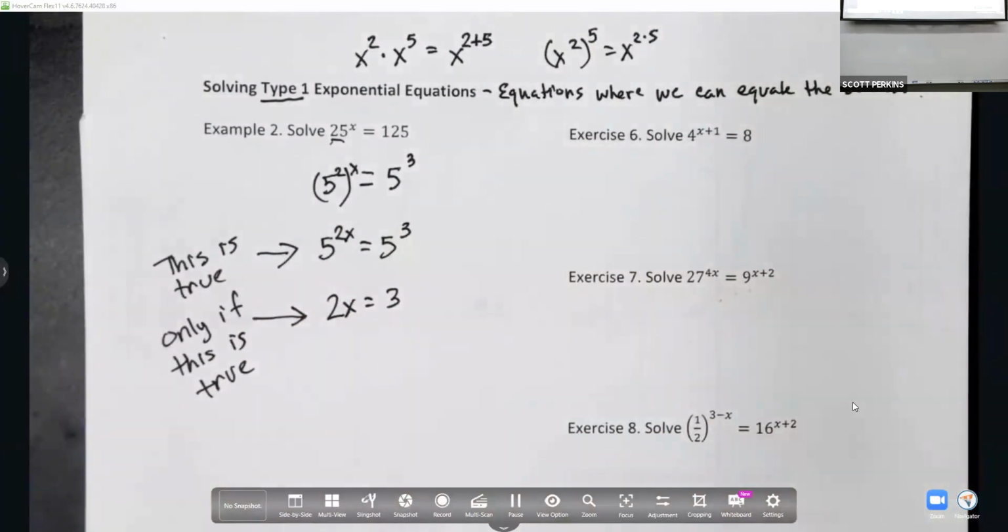So 5 to the 2x can only be equal to 5 to the third if 2x is equal to 3, if the powers are the same. And if you need a justification, if you're taking notes, the justification for that is that's a property of a one-to-one function.